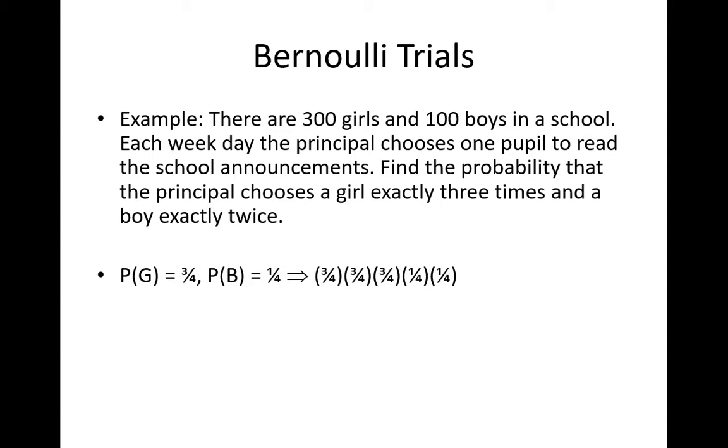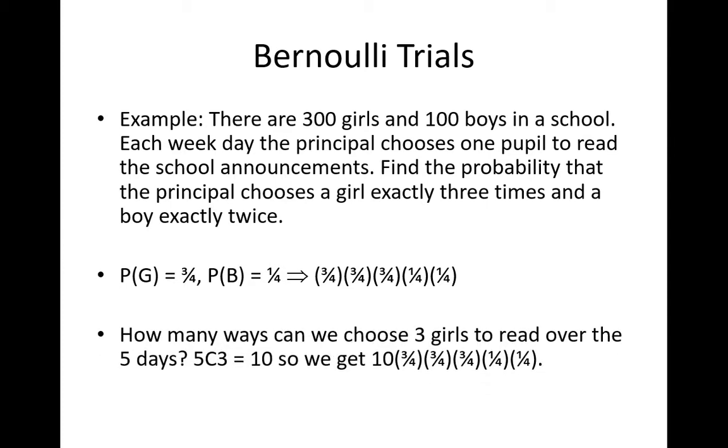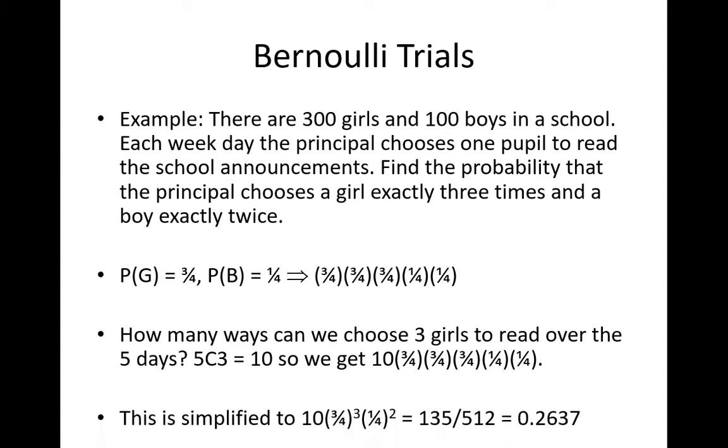Since order is not important, we've got to figure out how many ways I can get 3 girls to read over the 5 days, 5C3, or how many ways I can get 2 boys to read over the 5 days. Exactly the same thing, but that has to be placed in front. So when we put that in front, 5C3 becomes 10. 10 times 3/4 to the power of 3 times 1/4 to the power of 2 is 0.2637.